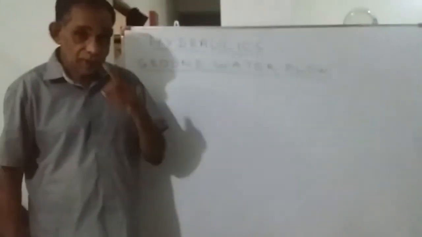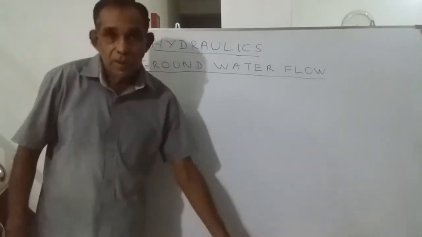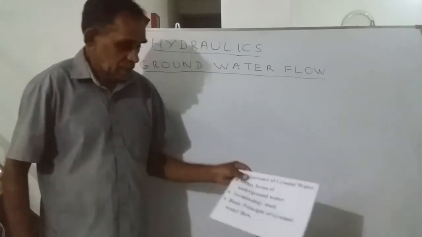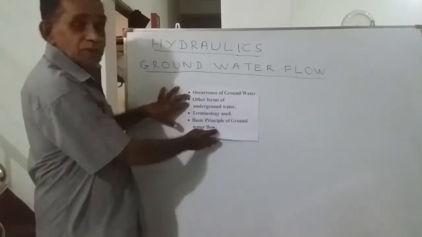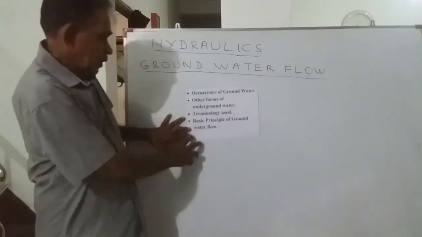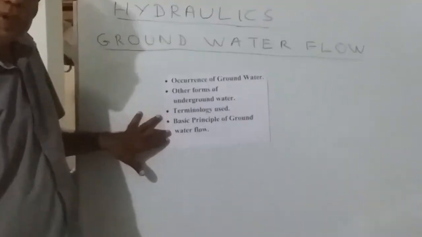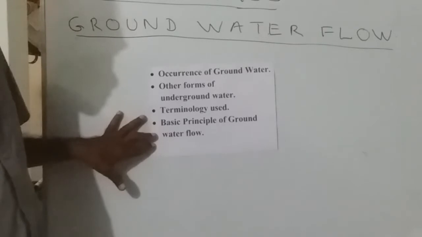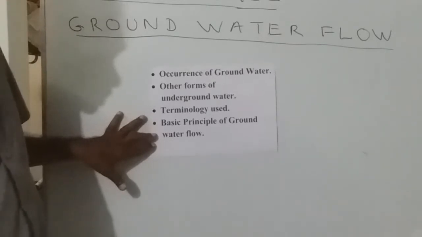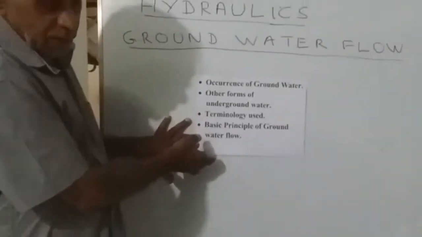Now, in today's lecture, we are going to cover the following topics: one, occurrence of groundwater; second, other forms of underground water; third, terminology used; and fourth, the basic principles of groundwater. Those are the topics that we will cover under this first lecture.